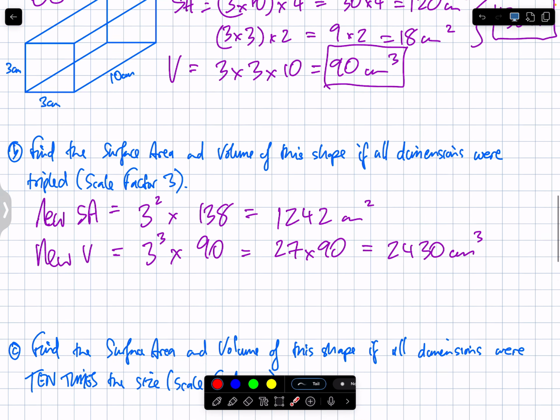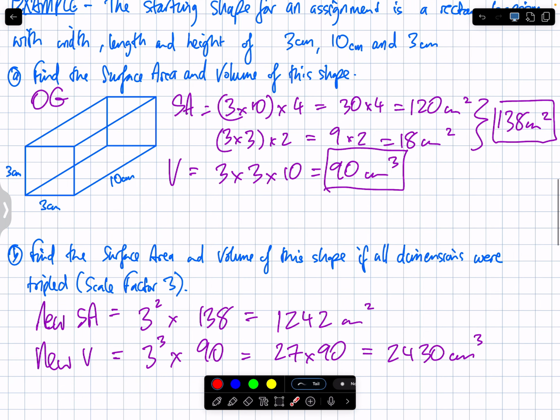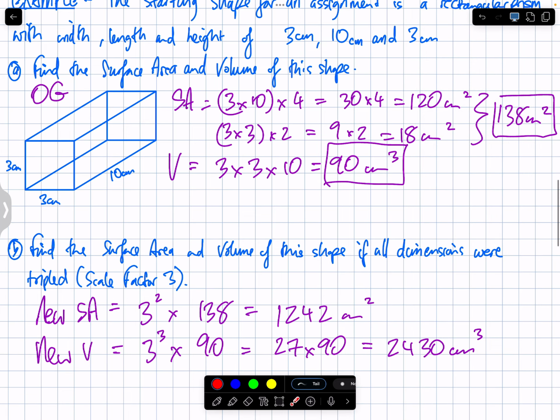We don't need to do the last example. Can you please do exercise 8E? And then we start the assignment on Wednesday. Yeah?